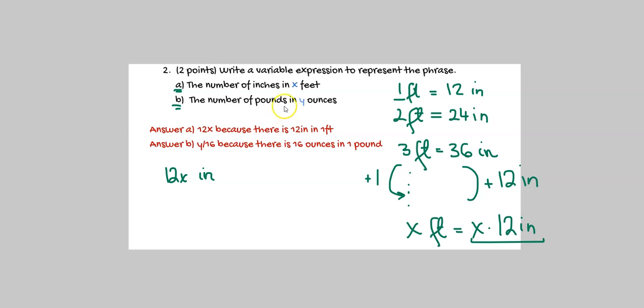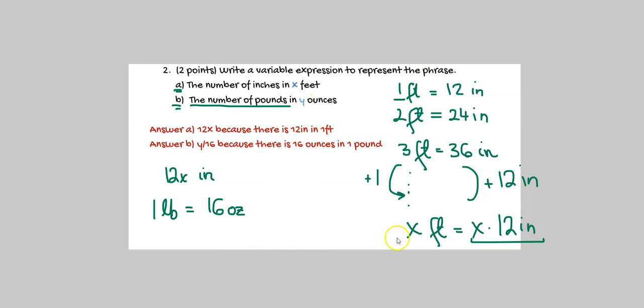Now, B, the number of pounds in y ounces. Here we have 1 pound. 1 pound is 16 ounces. Now, we want to know the number of pounds in y ounces.